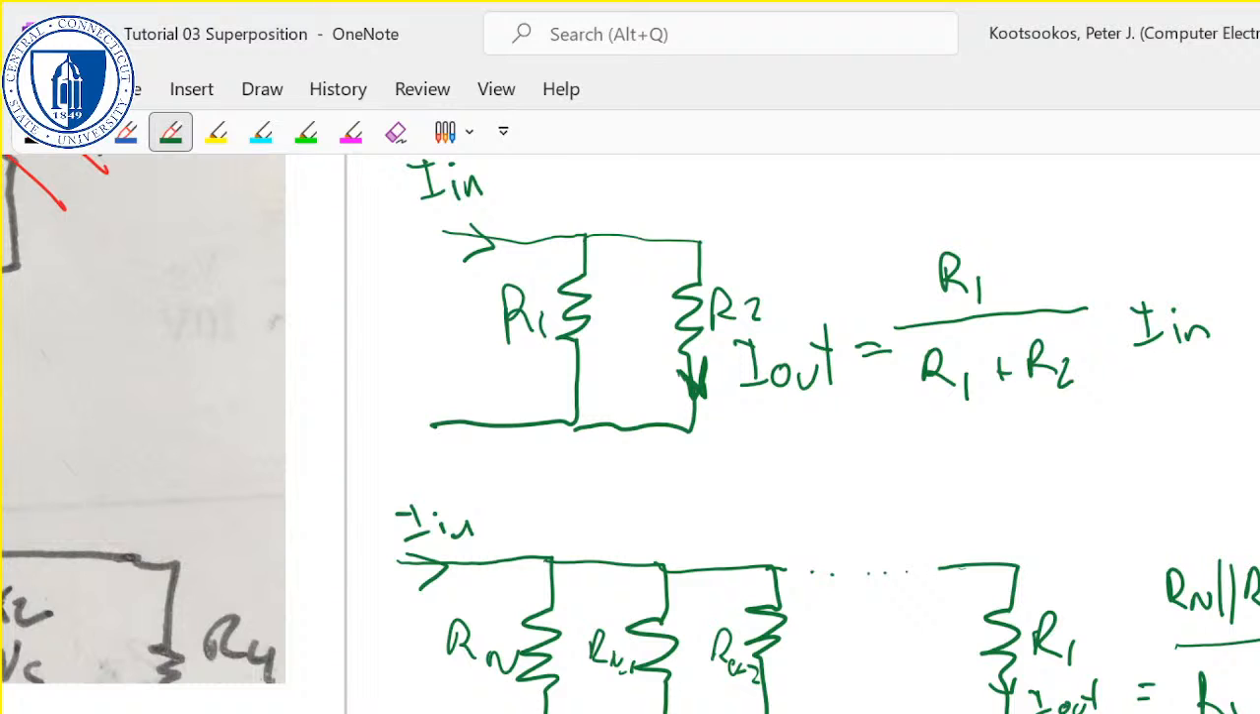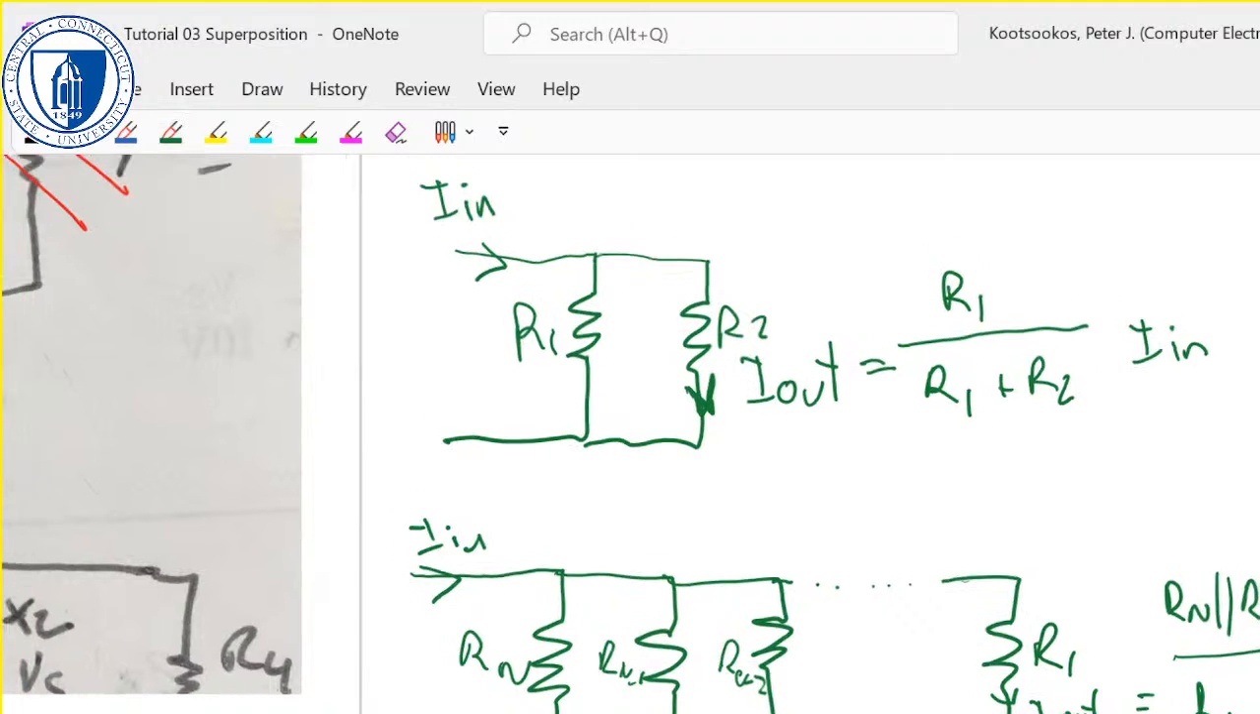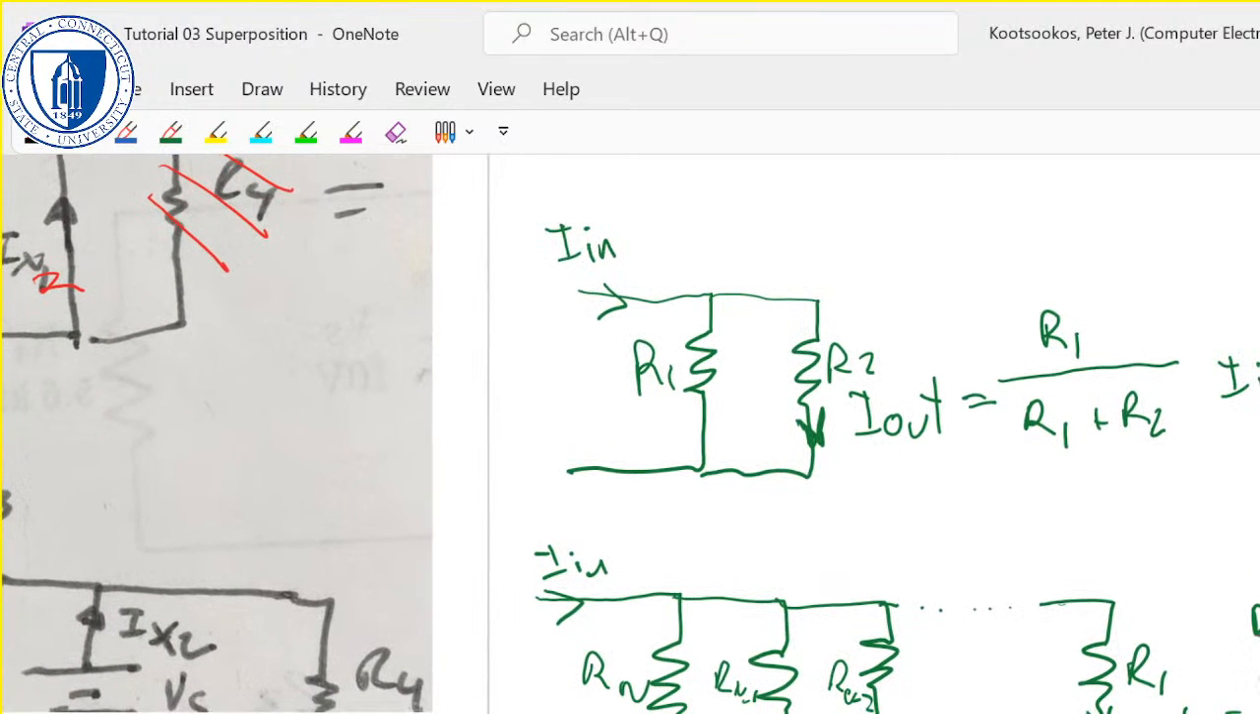So it's easy or easier when there's just two resistors. But when there are multiple other paths to deal with, you have to figure out what the resistance of that other path is. Does that answer the question? Yeah.